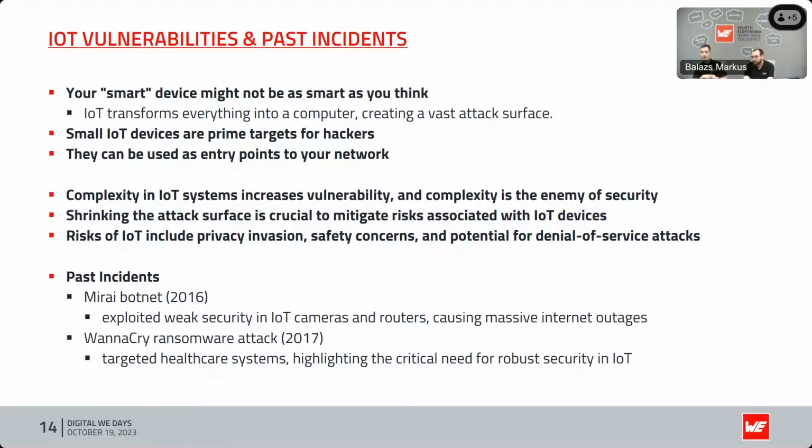Just mentioning some IoT risks: privacy invasion, safety concerns, and, as you mentioned, the potential of denial of service attacks. We are mentioning 2 past incidents here that were pretty famous. They were also in the news. One of them is the Mirai botnet, which happened in 2016. It exploited weak security in IoT cameras and routers, and it caused massive internet outages. And there is also the WannaCry ransomware attack, which happened in 2017. It targeted healthcare systems, and it absolutely highlighted the critical need for robust security in IoT.